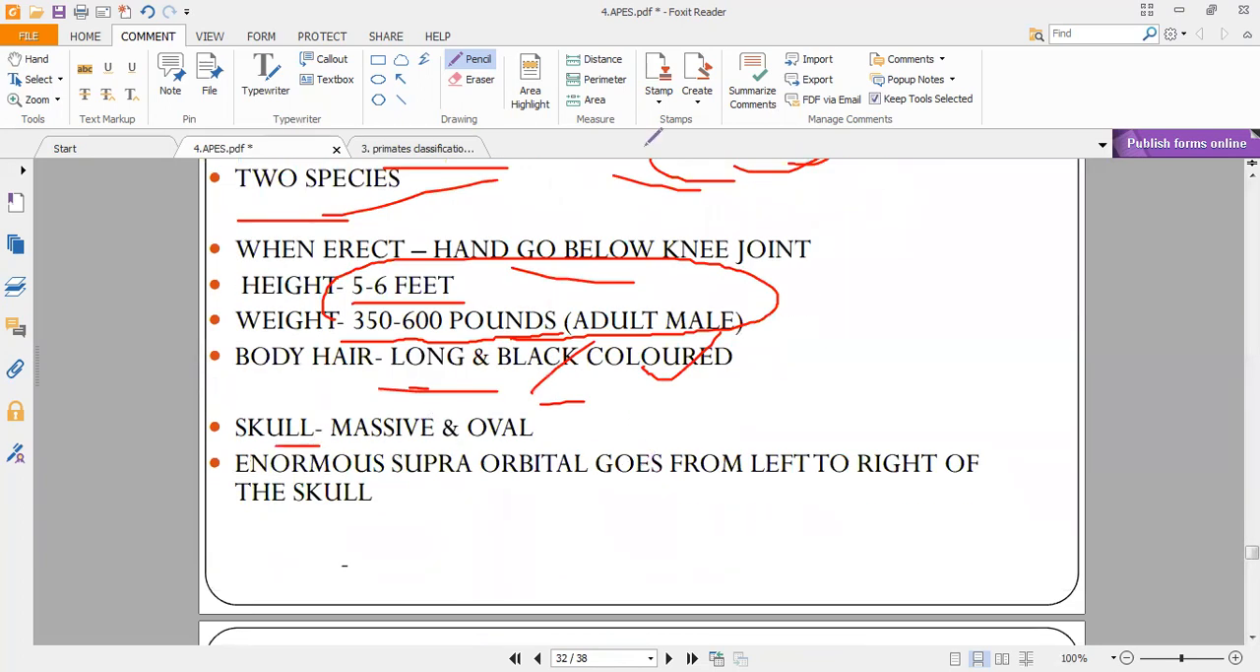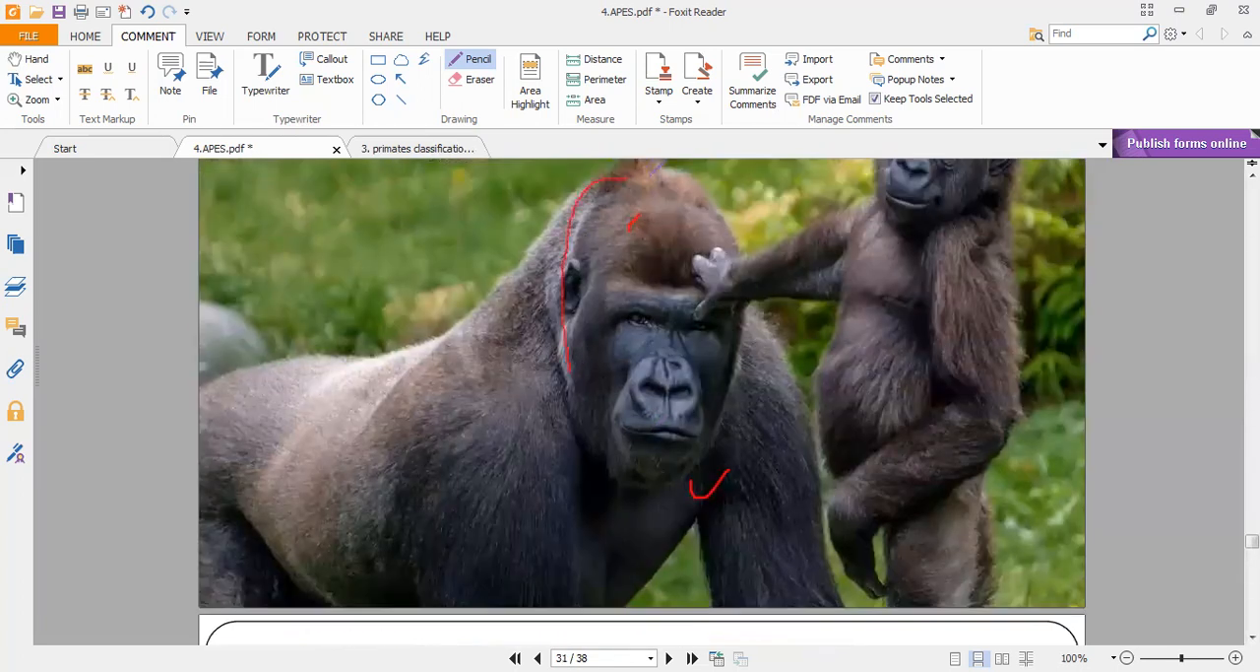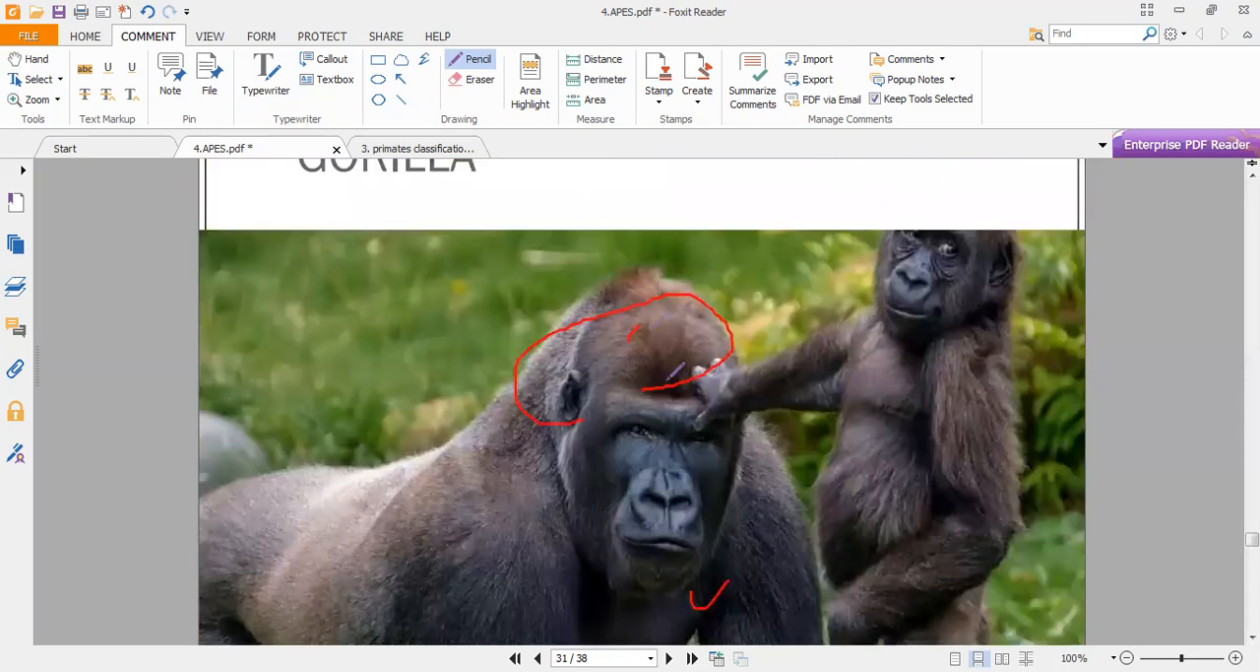And if you talk about the skull, the skull is very massive, oval shape and massive. See this one, oval shape. This part is the skull. The skull is oval shaped and very huge. They have a very huge bone called the sagittal crest, where the muscles are attached. Since they have a very huge sagittal crest, they have a very good quantity of muscles in their face.